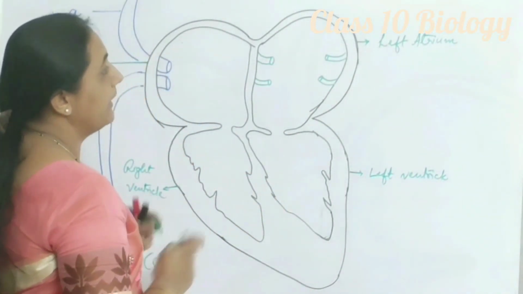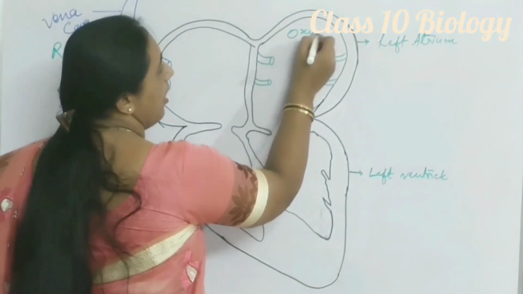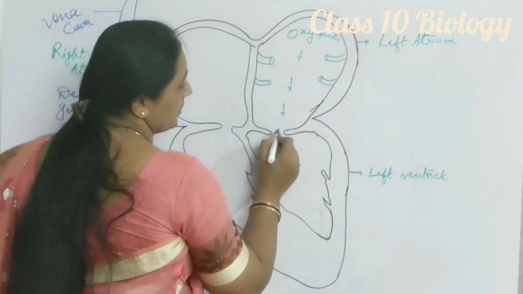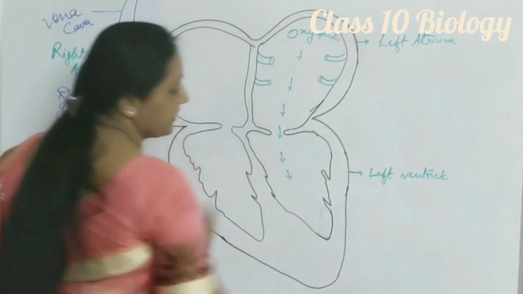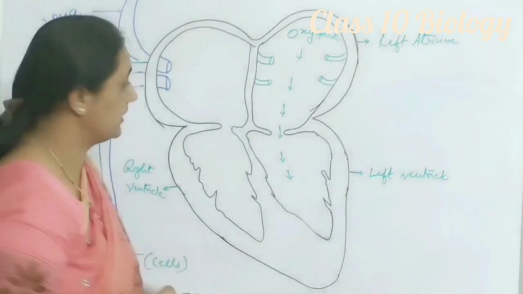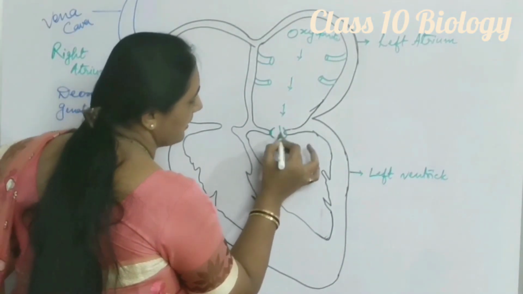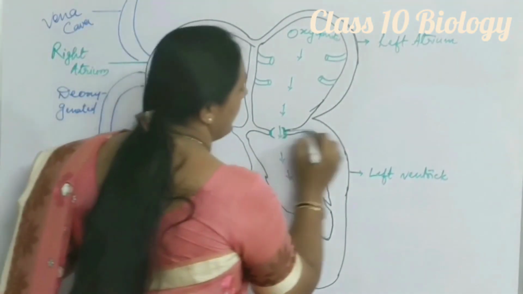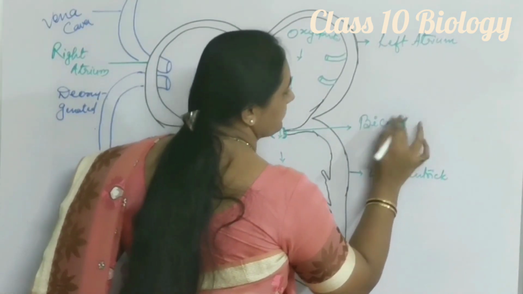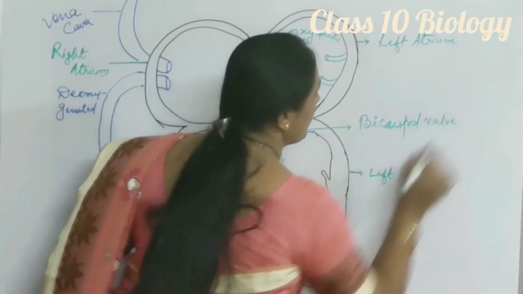So now blood comes. Here, which blood is there? Oxygenated blood. Here I am writing, for the time being, oxygenated. This oxygenated blood flows to the left ventricle. When the auricle contracts, blood comes into the ventricle. Here, in between auricle and ventricle, in this region, there is a valve. This is a valve, and this valve is called the bicuspid valve, also called the mitral valve.